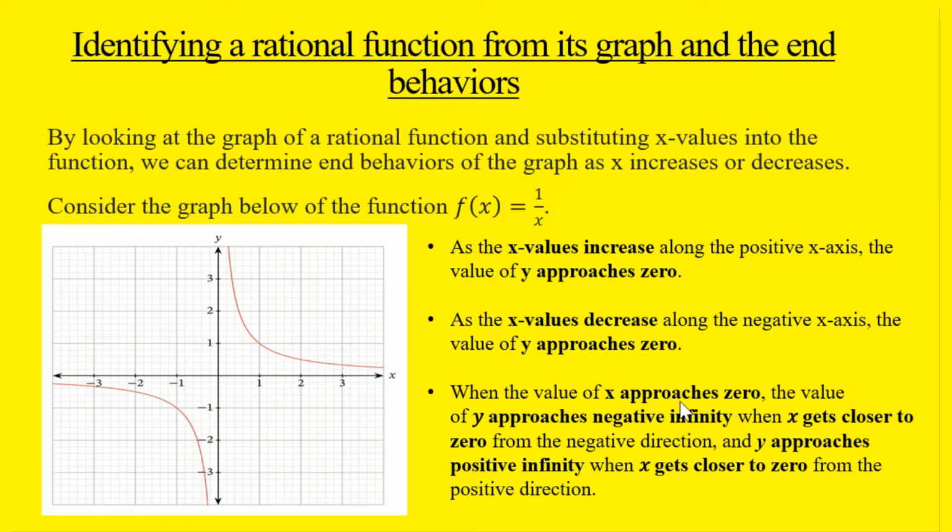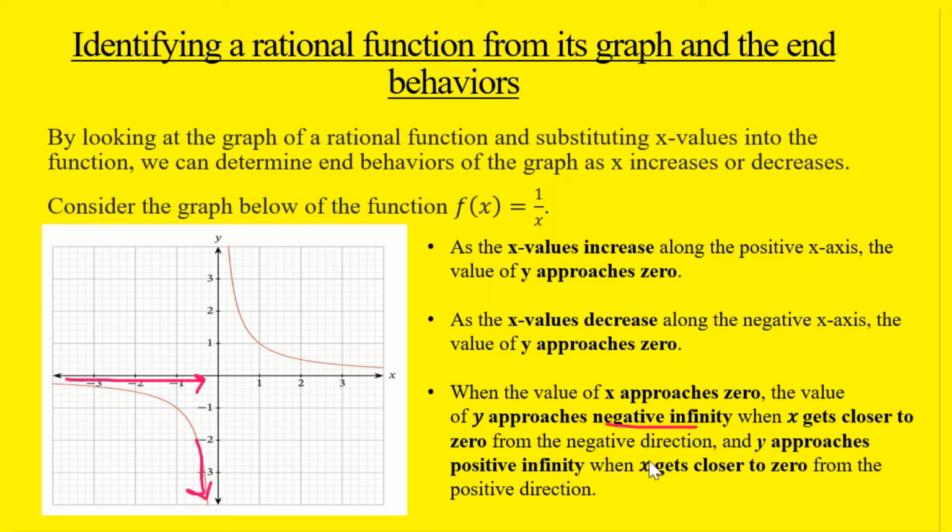Now, as x is approaching 0, we want to see what's happening to the value of y as x is getting close to 0. So now as x approaches 0, the value of y is approaching negative infinity when x gets close to 0 from the negative direction. So here we're coming in from the negative direction, and you can see x is getting close to 0 here. So what's happening with the graph now is, as we are approaching it from the negative direction, we can see that the graph is now coming down in the negative direction, and it is approaching negative infinity.